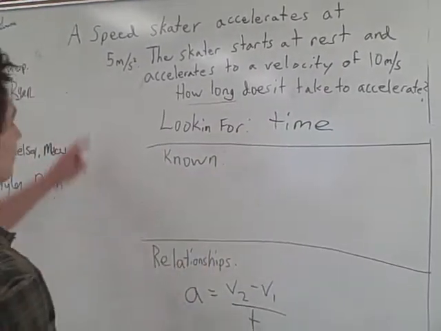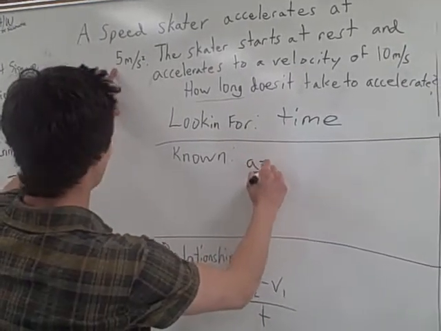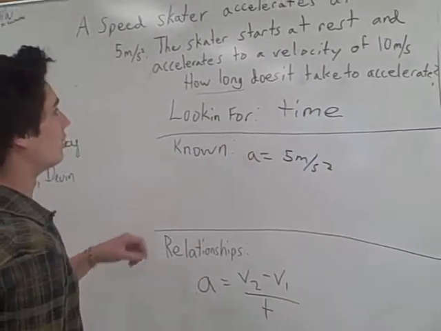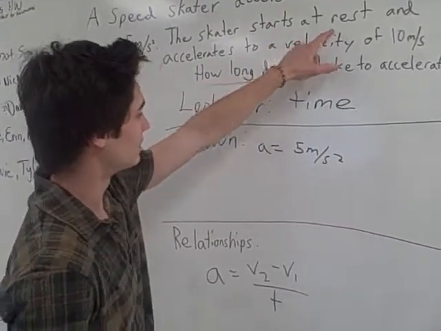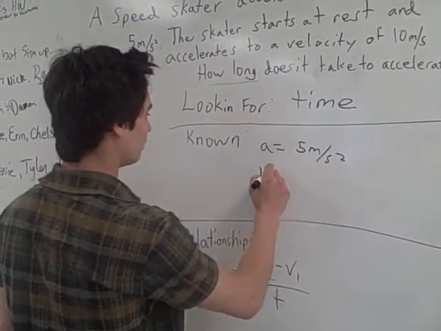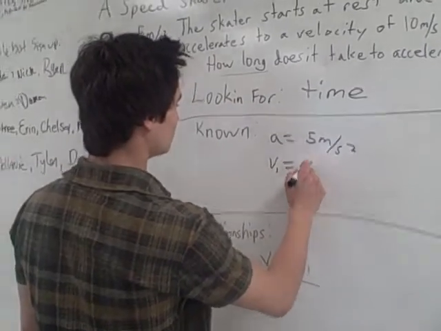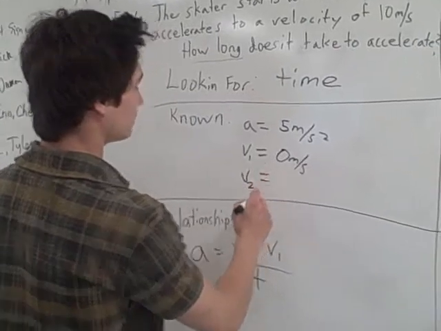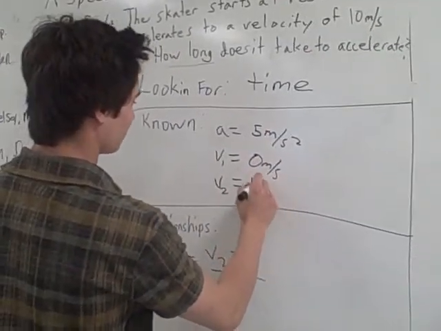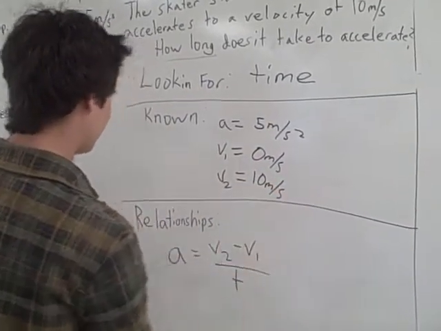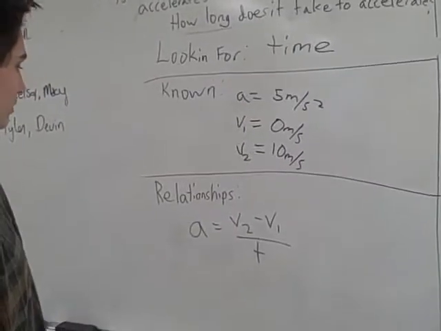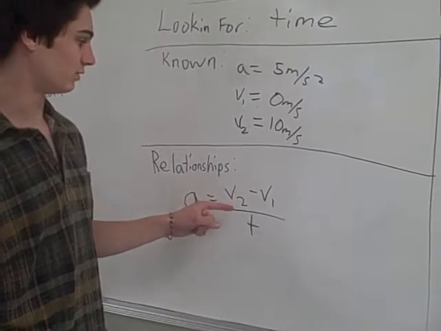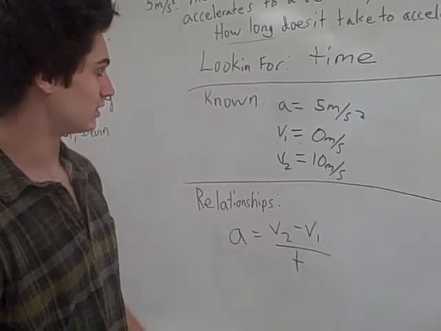What is known? Acceleration is known to be 5 meters per second squared, and when it says it starts at rest, we know our initial velocity is 0 meters per second, and our final velocity is 10 meters per second. Okay, so we use the equation a equals v2 minus v1 over t.